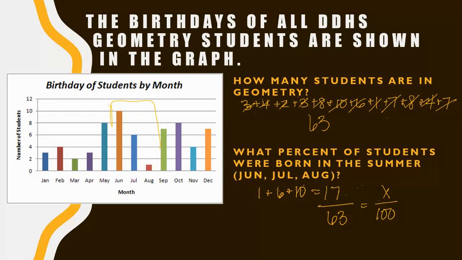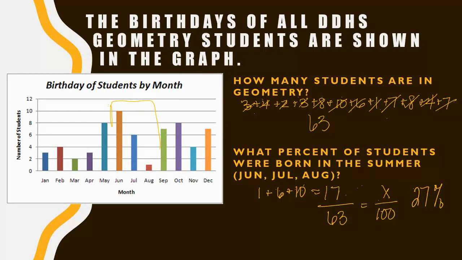We want to be able to figure this out, so we're going to set up a proportion to do that. I'm going to pull up my calculator here real quick, and I am going to multiply 100 times 17, and then divide that by 63, and I get 26.98%. Let's round that to a nice even 27% of students are born in the summer.